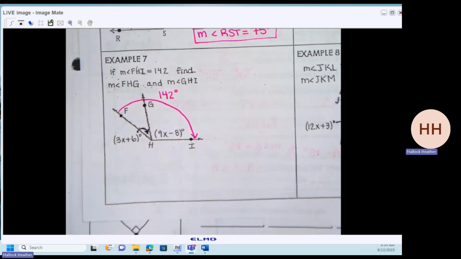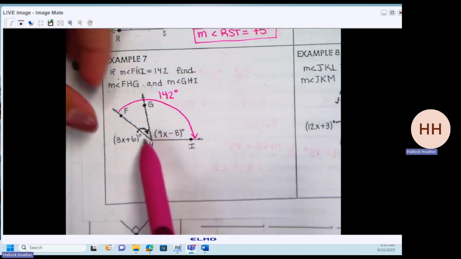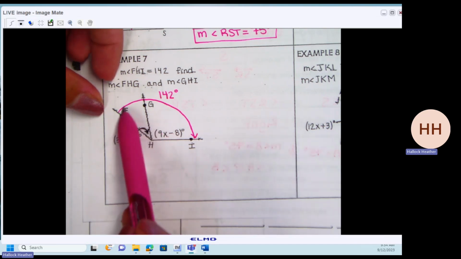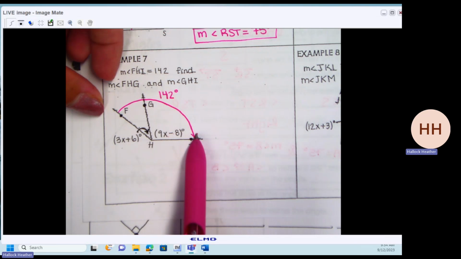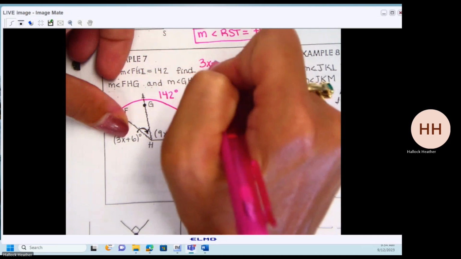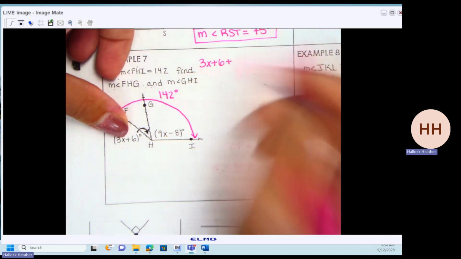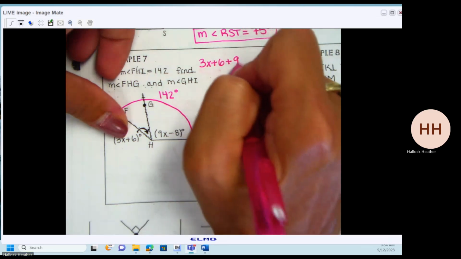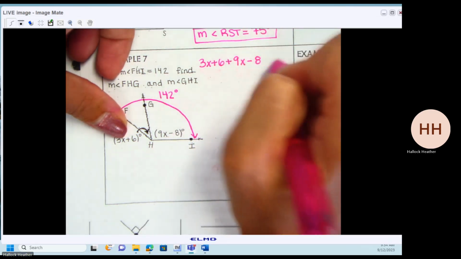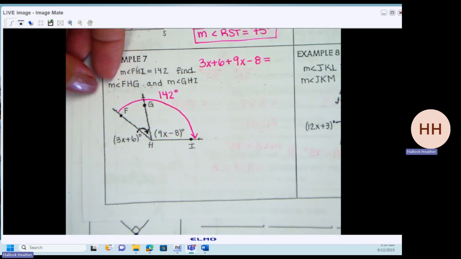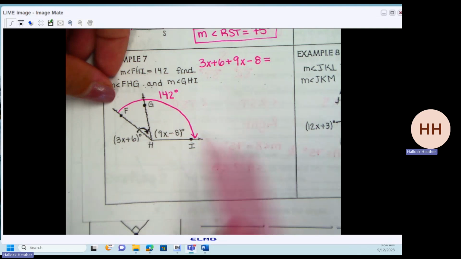I took piece plus piece equals whole on a segment. I'm basically doing the same thing, but as an angle. So I'm going to take the small angle, add it to the other angle, and I'm going to set it equal to the whole thing, which is 142. So I'm taking 3x plus 6, adding the other angle, which is 9x minus 8, and setting it equal to the entire degree. The whole angle is 142.